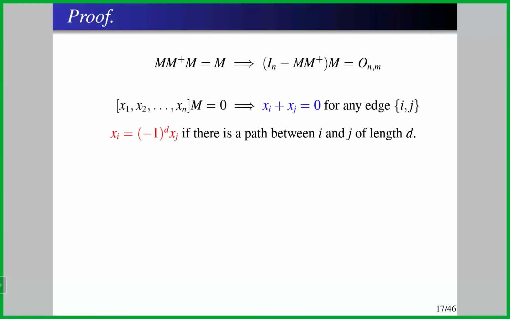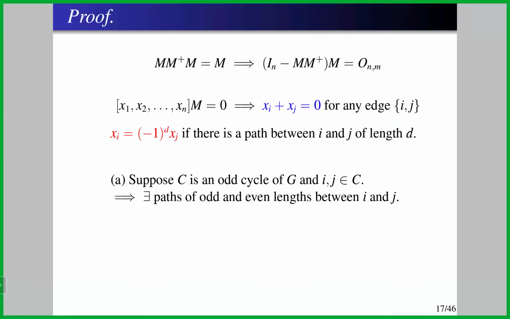So that means xi equals negative xj for any edge. But then if you have a path, you can repeatedly apply this process. And then if there is a path between vertices i and j of length d, then xi is (-1)^d times xj. So this is generally true. Now we are talking about 2 cases.